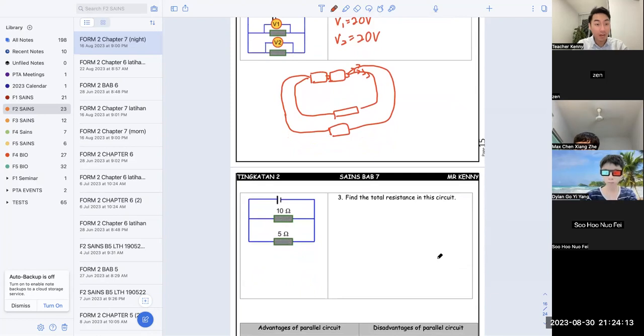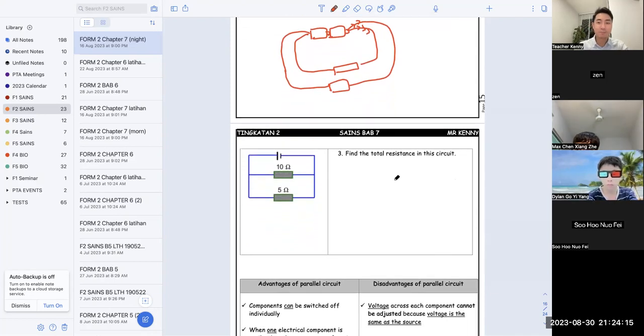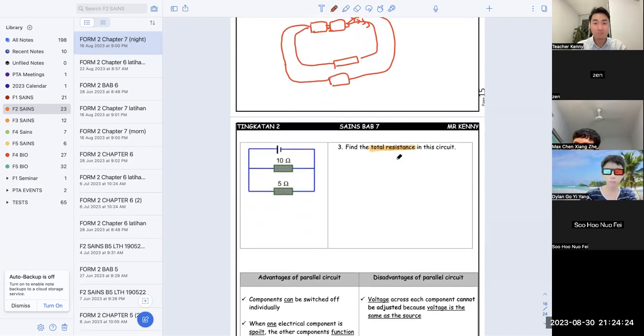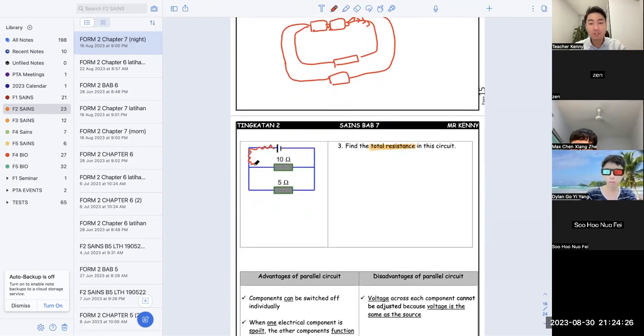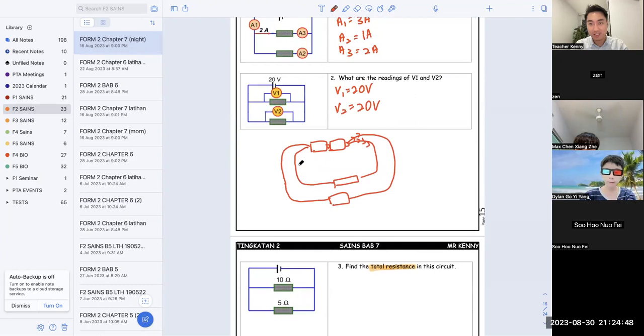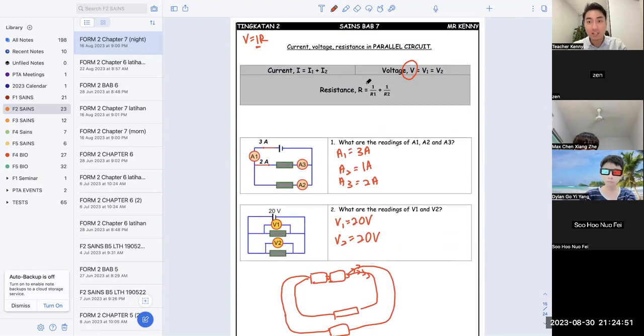Okay. Now, resistance. Ready? The question asks you to find the total resistance in the circuit. How do I find total resistance? If I walk here, 10 will fight me. But if I walk here, 5 will fight me. So on average, how much is fighting you? That means in total, if you walk both circuits and at the end of the day they even out, how much is fighting you? So is there a formula? Yes. The formula is this.